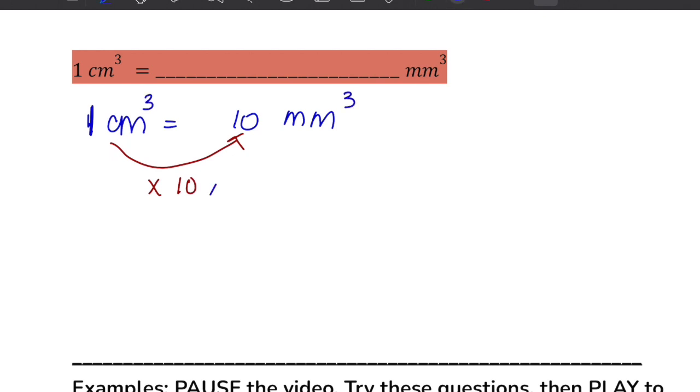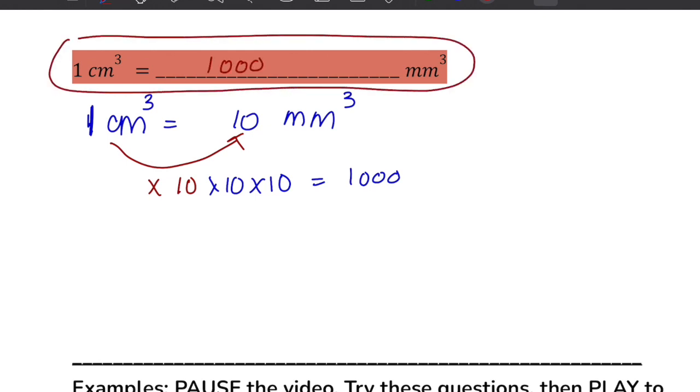Okay, now let's compare the last one, centimeters cubed and millimeters cubed. So 1 centimeter is equal to 10 millimeters. Again, I'm getting these from the formula sheet. Okay, now to go from centimeters to millimeters, I am multiplying by 10. But because we are dealing with volume and these are cubed, I multiply by 10 a total of 3 times. 10 times 10 times 10 is 1,000. So 1 centimeter cubed is equal to 1,000 millimeters cubed. And this is the answer. Okay, this is the conversion factor.